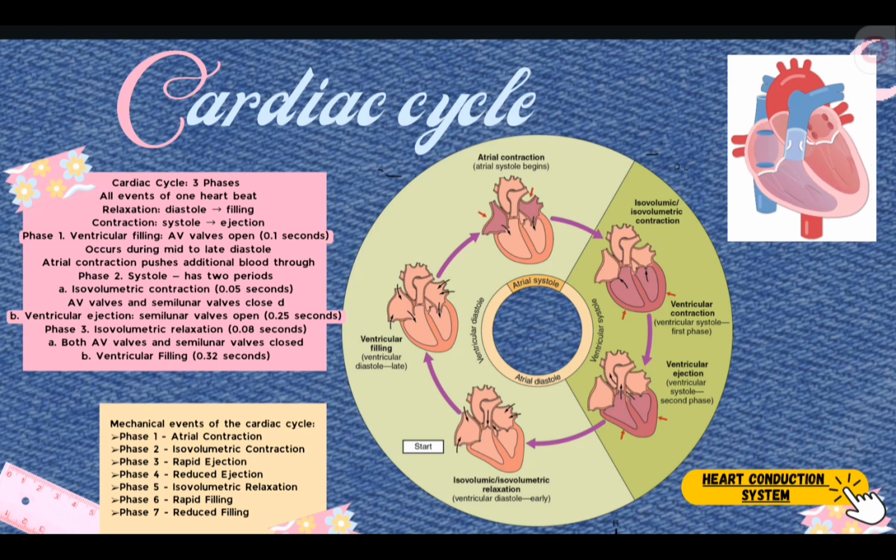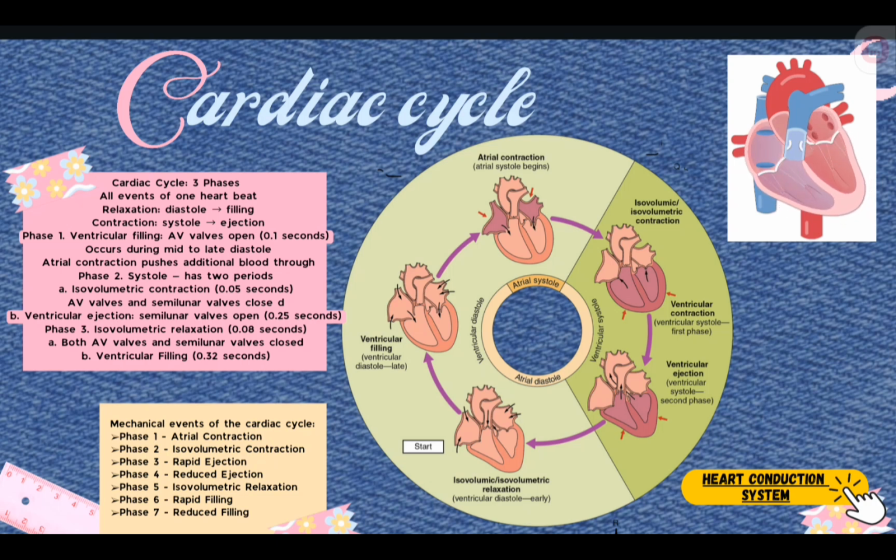The second heart sound occurs in phase 5, isovolumetric relaxation. This is caused by the aortic or pulmonary pressure being higher than the ventricular pressure, causing the semilunar valves to close, and thus producing the second heart sound, which is dub.